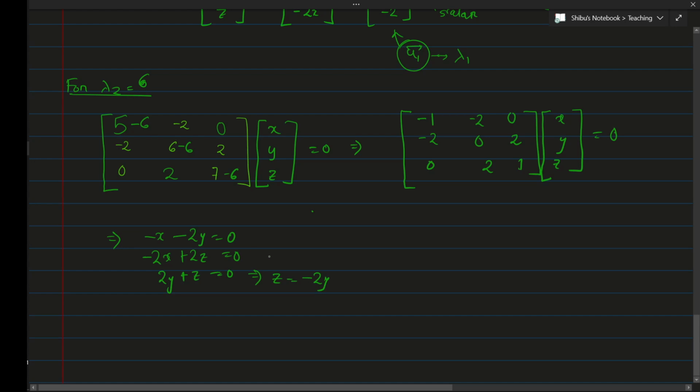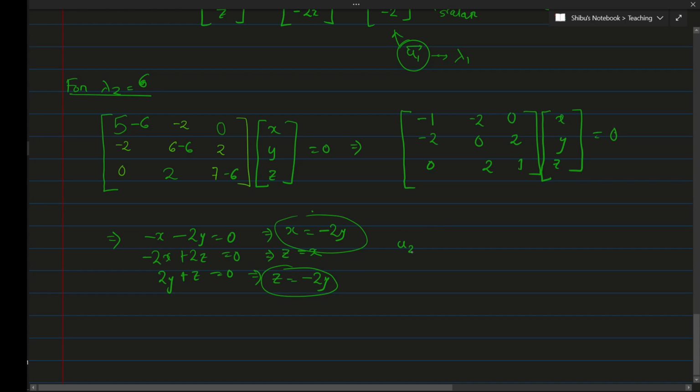From this equation we can say that z is equal to x, right? So we got z in terms of x. Let's say from this equation we can get x is equal to minus 2y. So I think we've got everything in terms of y. From this equation we get x in terms of y, and from this equation we got z in terms of y.